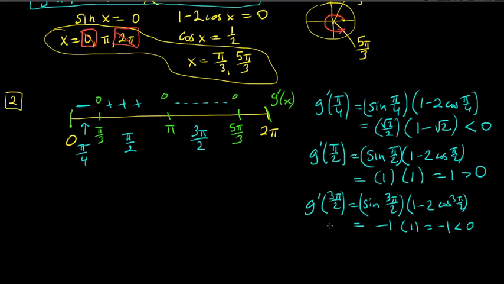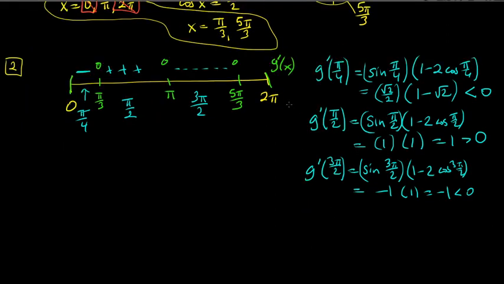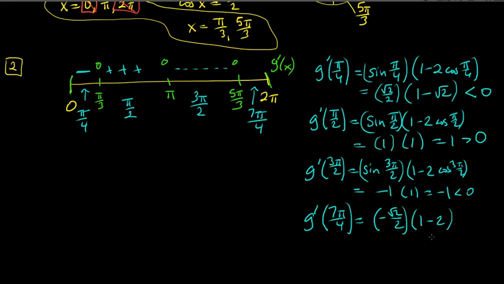And at this point you could probably guess what happens between 5 pi over 3 and 2 pi. So what can I plug in here? I guess I can plug in 7 pi over 4, or you could do 11 pi over 6. Those are the two nice numbers. The sine of 7 pi over 4 is going to be negative square root of 2 over 2, and the cosine will be positive square root of 2 over 2. So I guess we get a negative times a negative, which is positive again. So, yep, in this case, they do all alternate.